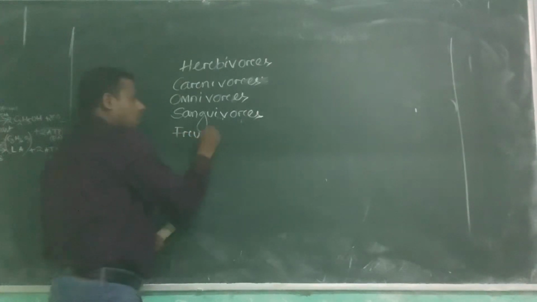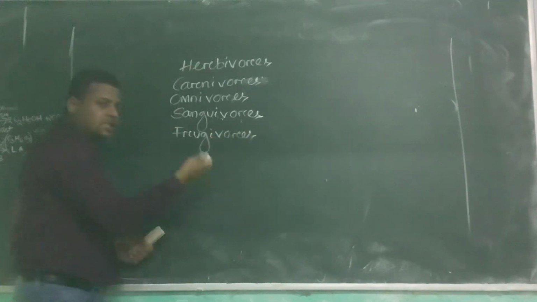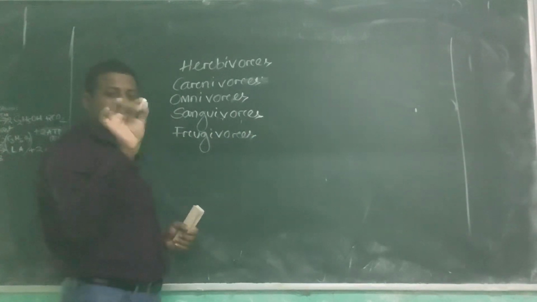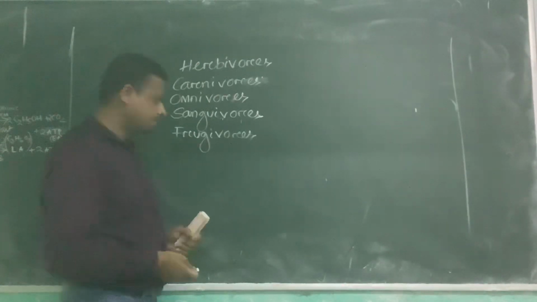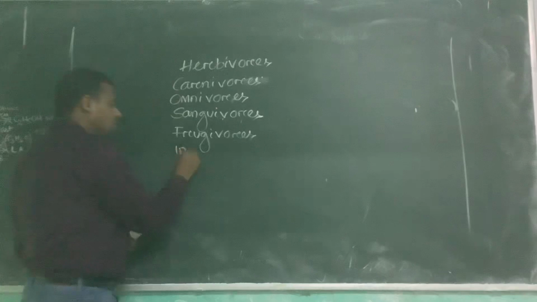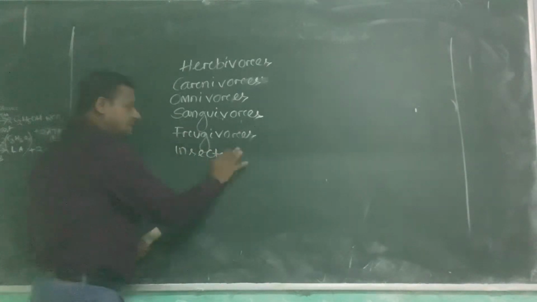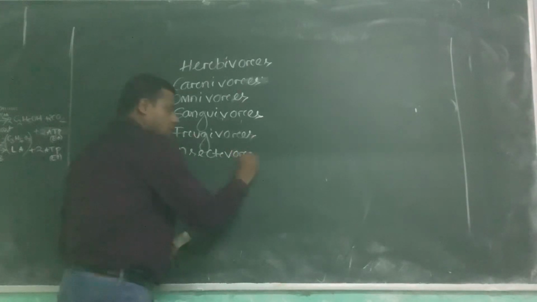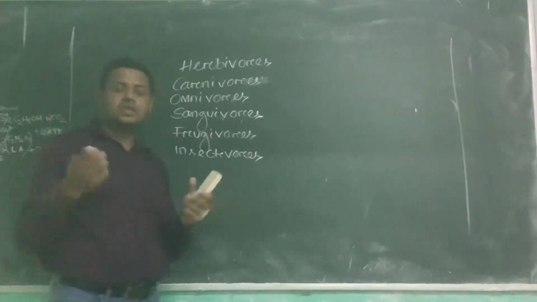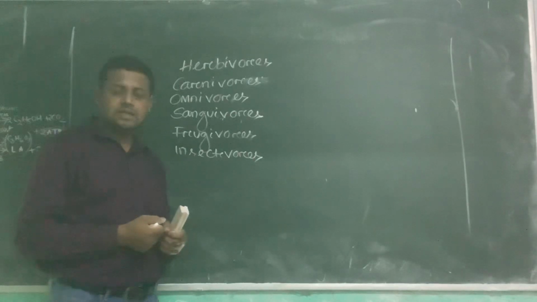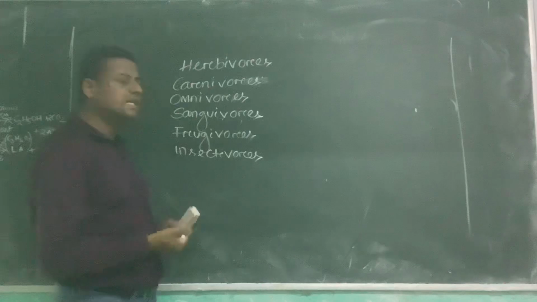Frugivores. Some animals are called frugivores, the fruit eating animals. For example, monkey. Then insectivores, or insectivorous animals, whose main food is insects. For example, frog and lizards are some sort of insectivores.